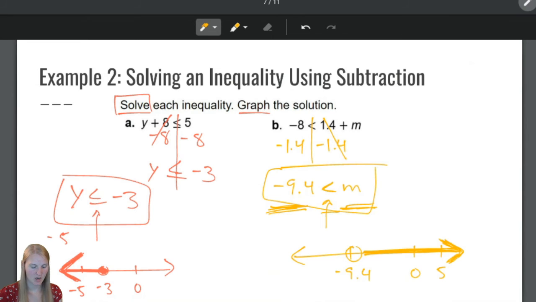Now remember, the inequality sign was pointing this way, but our final answer points the other way. That's because the variable is on the right side. It's also because, if you think about it logically, m needs to be bigger than negative 9.4, and the numbers over here are the numbers that are bigger than negative 9.4. We have solved, we have graphed, we are finished.